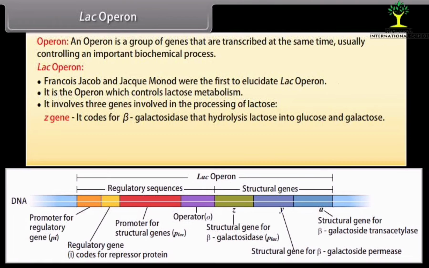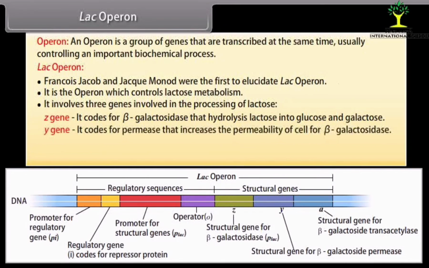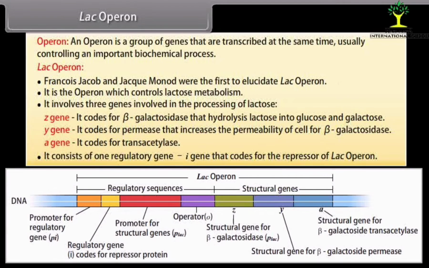Z gene. It codes for beta-galactosidase that hydrolyzes lactose into glucose and galactose. Y gene. It codes for permease that increases the permeability of the cell to lactose. A gene. It codes for trans-acetylase. It consists of one regulatory gene, the I gene, that codes for the repressor of Lac Operon.